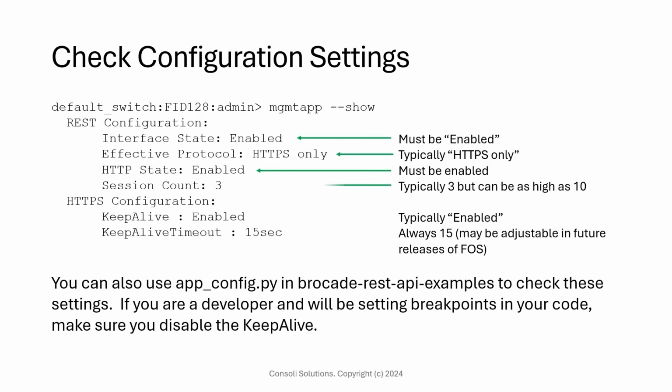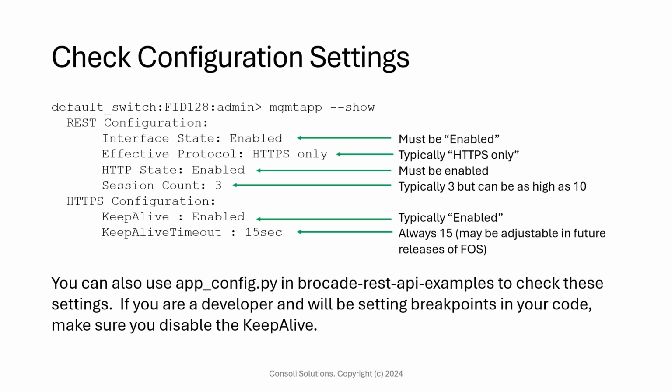Now, use this command to validate the settings made on the previous slide. You could also use appconfig.py and the Brocade REST API examples to check these settings. You could also make changes with the appconfig.py module as well. Of course, you can't use an API script to enable the API if it's disabled. I'm assuming most people will make these changes and validate them via an SSH session.